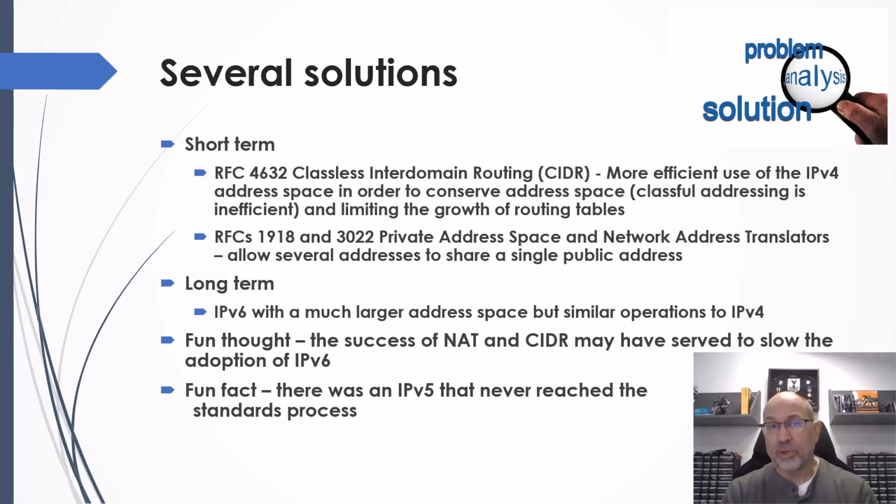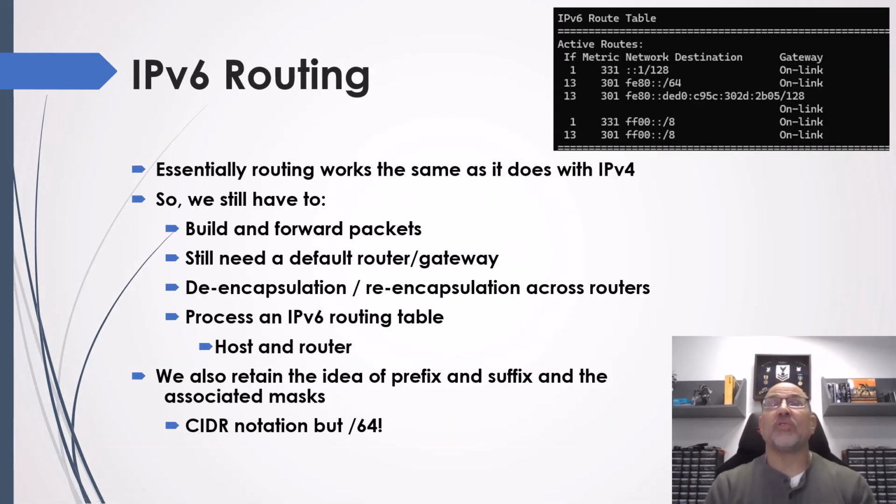Now, the long-term solution for the address exhaustion problem is IPv6. Now, there was a fun fact here. Why are we doing IPv6 instead of IPv5? Well, there was an IPv5 that never reached the standards process, so that's why we're at IPv6 now. And there are websites that globally track the use of and the adoption of IPv6. In fact, there used to be an IPv6 day where folks were supposed to take the switch and move over from IPv4 to IPv6.